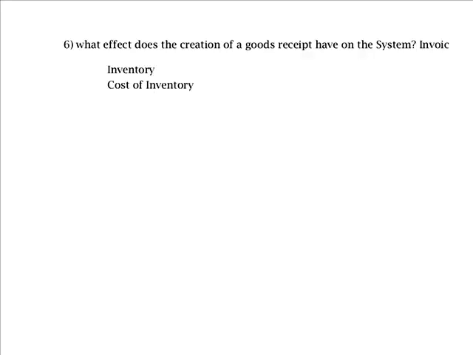How about the invoice receipt? That reflects on accounts. What will it reflect on? So I entered an invoice from a vendor. How will that reflect in the system, or what is going to change? Accounts payable. Now, if I enter an invoice, that means I'm owing a vendor, and that will reflect on accounts payable. And it will also reflect on the vendor account.